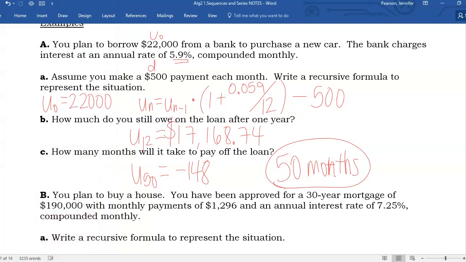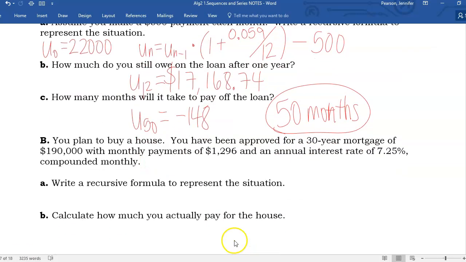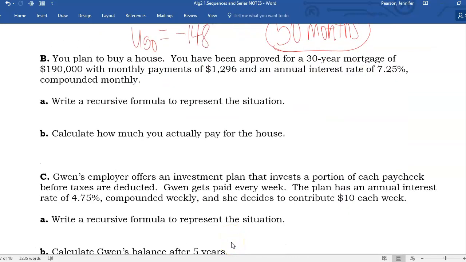Let's try another one. Example B, you plan to buy a house. You have been approved for a 30-year mortgage of $190,000 with a monthly payment of $1,296 and an annual interest rate of 7.25%. Funny story, this is exactly the mortgage I got on my first home. We bought a home for $190,000. That was our payment amount, that was our interest rate, and it was a 30-year mortgage. So let's figure out what I had to do way back when I became a first-time home buyer.